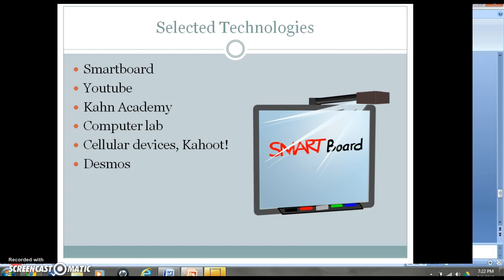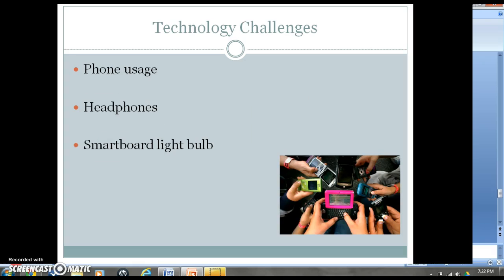Students will be able to use cellular devices to complete the Kahoot activity. Also, the online calculator from Desmos will be used for many activities. Following are issues that may arise when using each technology. First, some students may not have cellular devices that can connect to Kahoot. In this case, I'll allow students to buddy up to complete the activity.